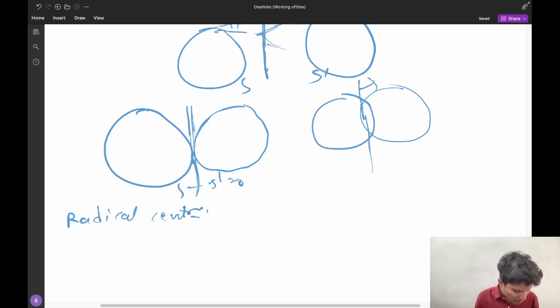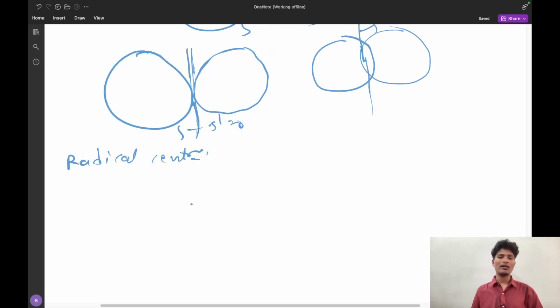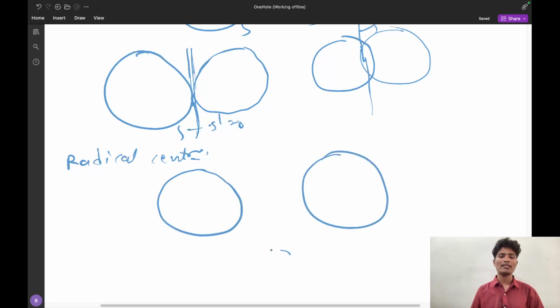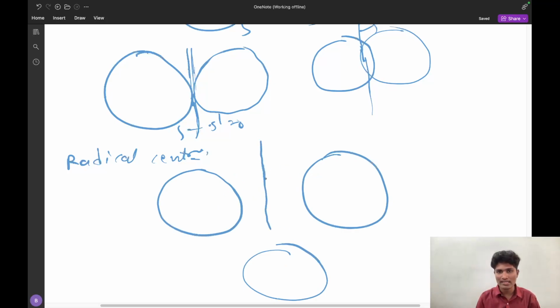The radical center, the bookish definition, is like this: the radical axis of three circles. Suppose there are three circles: this is circle 1, this is circle 2, and this is circle 3. We have to draw the radical axes. The radical axis for these two circles is this one, for these two circles is this one, and for these two circles is this one. And the three radical axes will intersect.